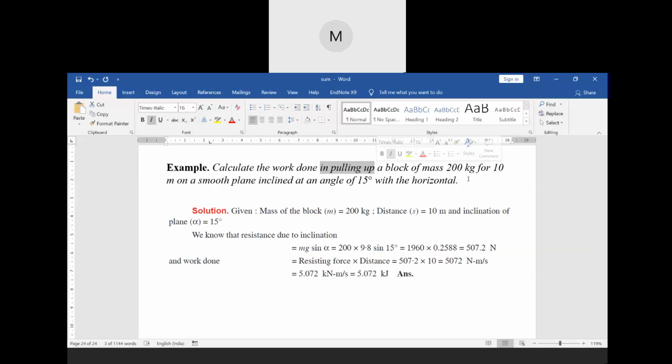So here, sir, mg sin theta works as a resisting force. That is why I was confused, sir. Okay, fine.